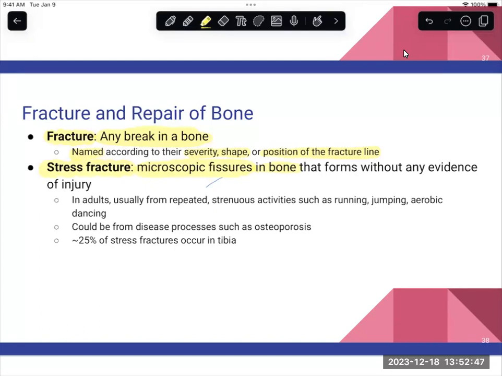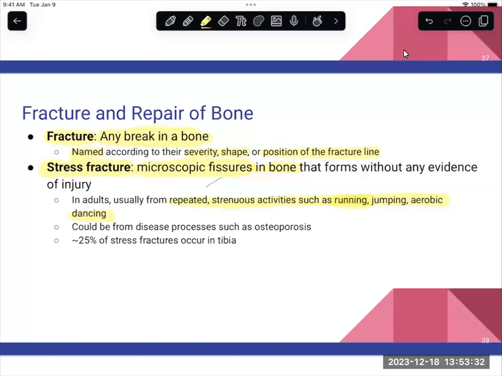Your textbook says it forms without any evidence of injury, but it is usually from repeated strenuous activities, such as running, jumping, or aerobic dancing. Don't ask, your book wrote it. But stress fractures, you'll see these in distance runners, endurance runners may come in with some sort of stress fracture. They're hard to see on x-ray when they first happen. It takes till the bone starts remodeling for you to really start to see those. Bone scans are a better way to see a stress fracture.